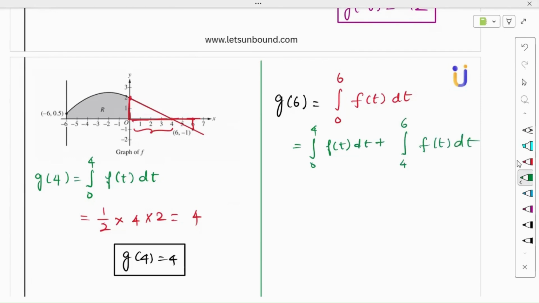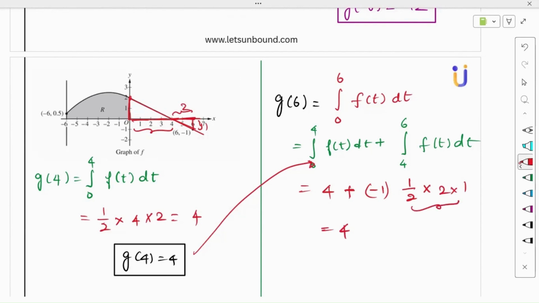This we already calculated. You can notice it from here, right? So this is 4. And this part is below the x-axis, right? Your curve is below the x-axis. So you have to give a minus, negative. Area is not negative, but the accumulation will be negative. So I multiplied by -1, half times base 2 units, height 1 unit, so 2 times 1, which simplifies to 1. So 4 minus 1 is 3. And hence we got g of 6 is 3.